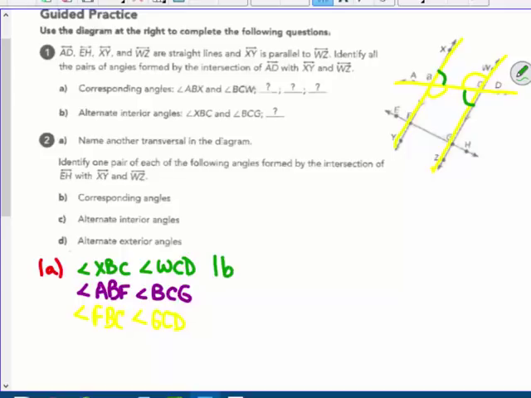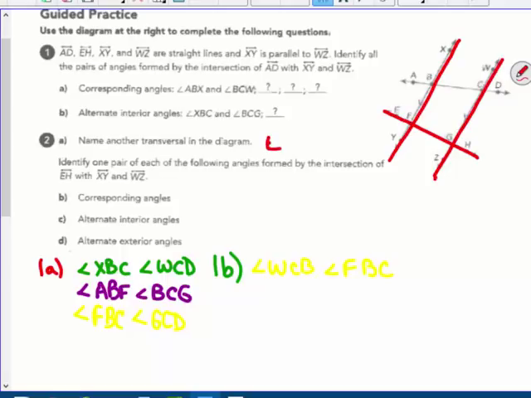So here's 1B. I'm going to say angle WCB and angle FBC. Number 2, name another transversal in the diagram. Well, that's EH. We'll use a different color. So the other transversal, let me erase that. The other transversal is this transversal with these parallel lines.